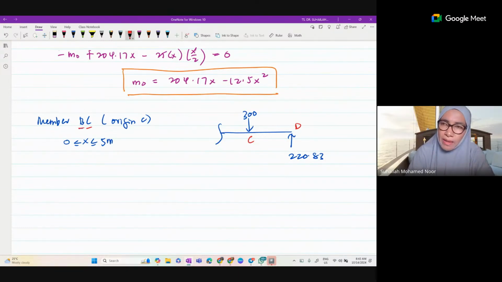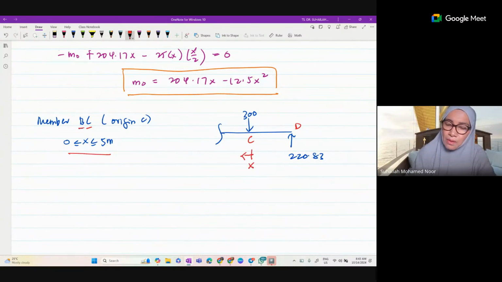Okay, so for writing moment equation for member BC, ini yang paling mudah. Kalau you nampak mudah dekat D, you boleh choose D. Tapi when we choose D as origin, kita punya limit ni akan change. Okay, sebab origin ni X dia 0. So now origin dekat sini.